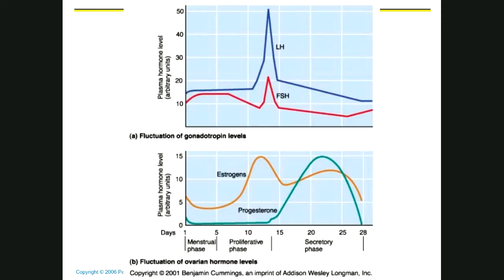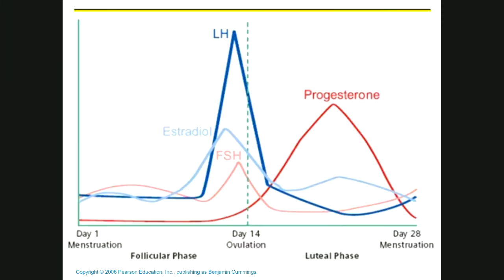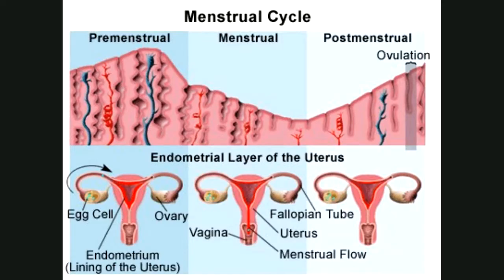Again, it's controlled by these hormones. So estrogen causes proliferation. Estrogen and progesterone causes secretion. And then when you don't have either one, you get menses. Any questions?